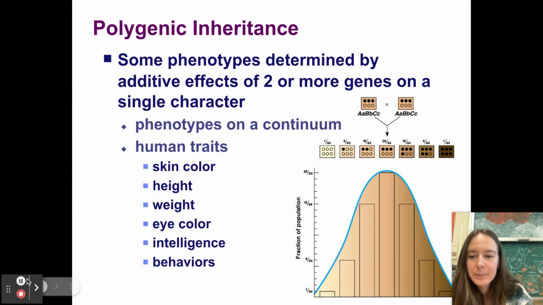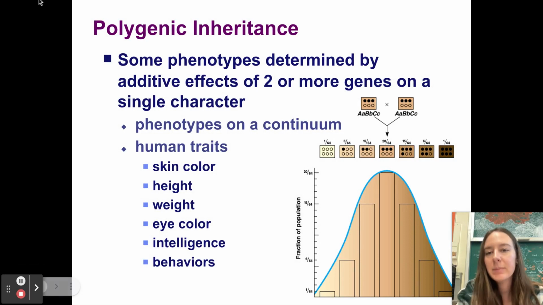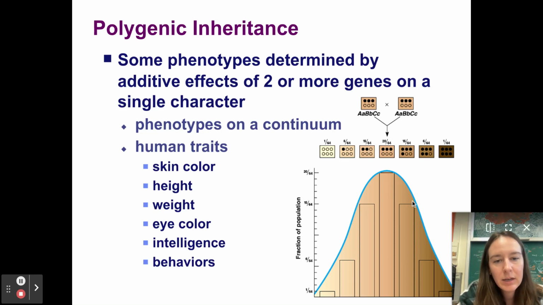All right. Okay, so next we're going to look at polygenic inheritance. Poly means many, so we're looking at characteristics that are affected by two or more genes. And these phenotypes are on a continuum. So it's not like in pea plants where you have green or yellow peas. In this case, you have a continuum. But you'll see in the population there is a frequency, because let's take a look here.